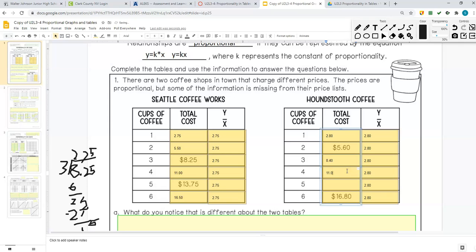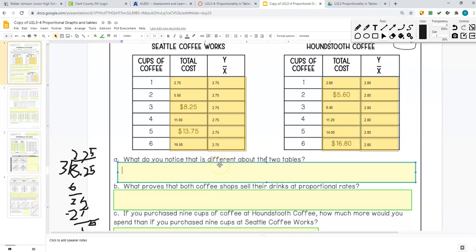Oh, not $11. What am I doing? I'm reading the wrong one. $11.20, and then we're going to have $14, $14 even. And then $16.80. Alright?